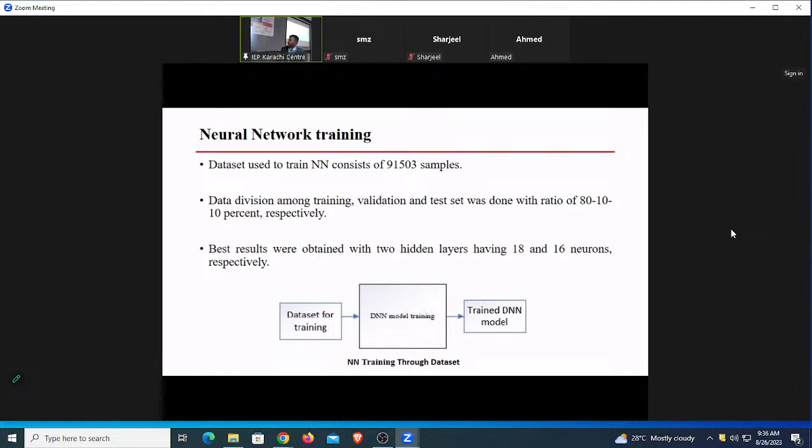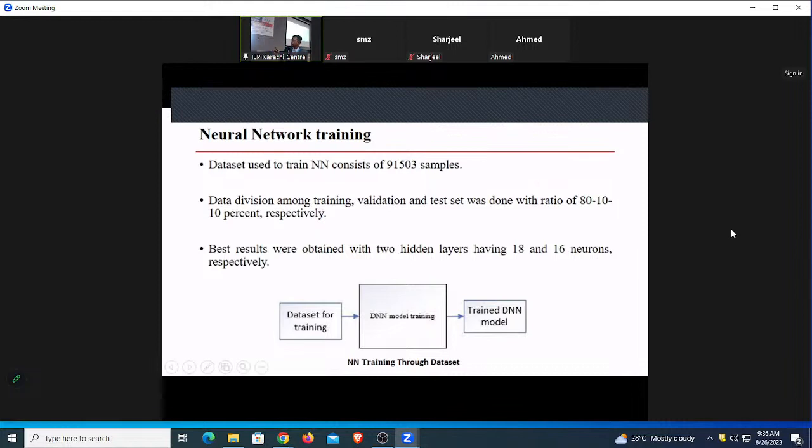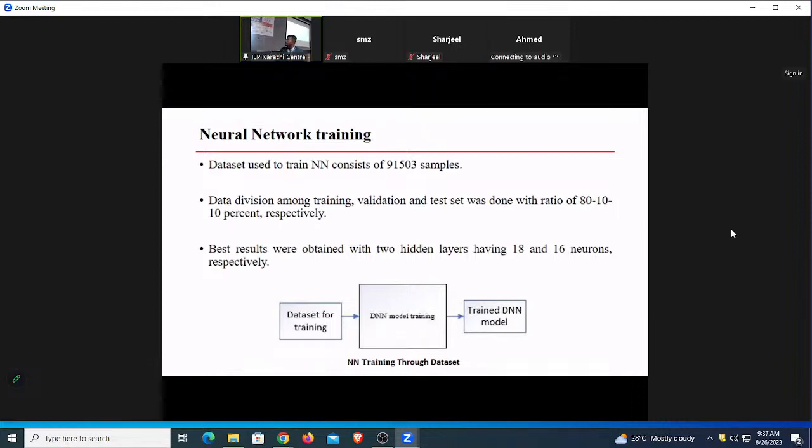And the 91,000 samples are divided into training, validation, and test sets at 80%, 10%, and 10% respectively. Best results were obtained with two hidden layers having 18 and 16 neurons respectively. So we have based our model on two hidden layers. First one has 18 neurons, and the second one has 16 neurons.